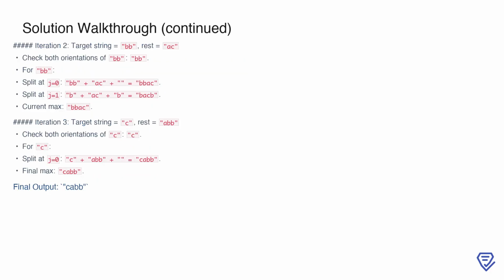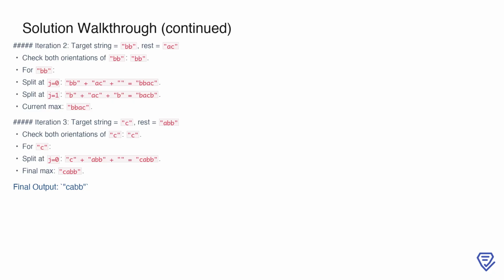In the second iteration, we use BB as the target string and CA as the rest. Considering both orientations of BB, which are identical, we calculate possible splits. Splitting at position 0 gives BB plus CA, resulting in BBCA. Splitting at position 1 gives B plus CA plus B, which forms BCAB. Among these, the current maximum string is BCAB.